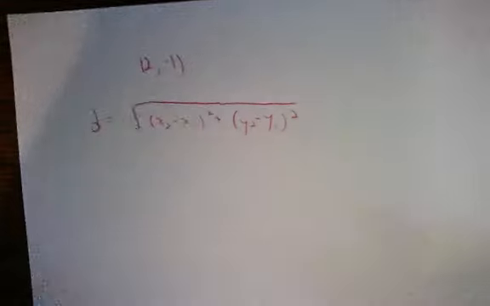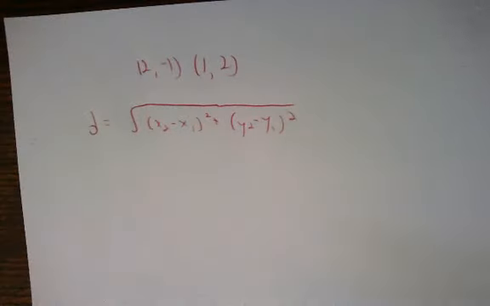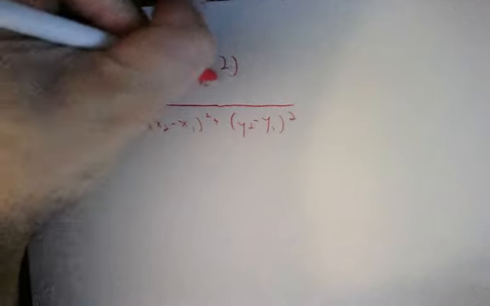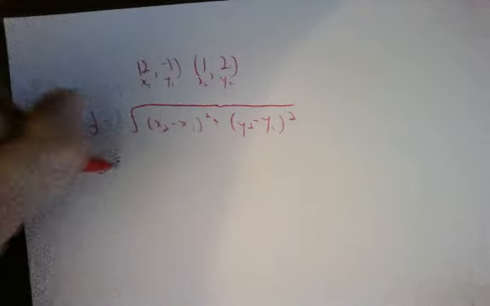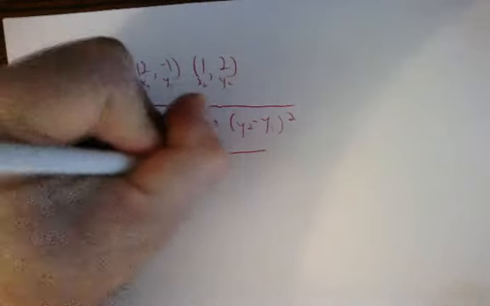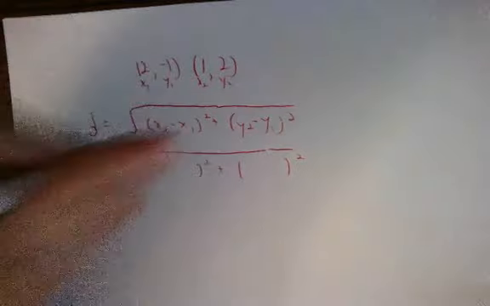Now the coordinates that we're working with are the center of the circle, which was at (2, -1), and a point on the circle, which was (1, 2). This would be x sub 1, y sub 1, x sub 2, y sub 2, and you would plug the coordinates into the distance formula.